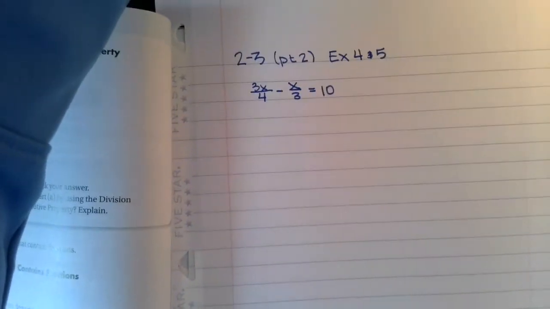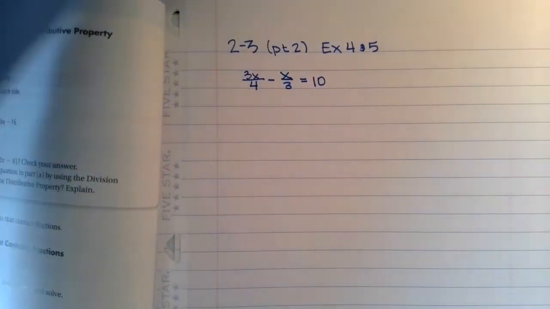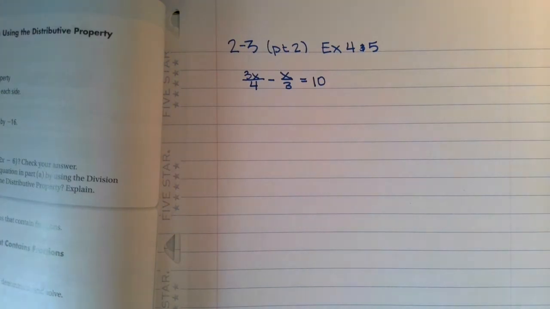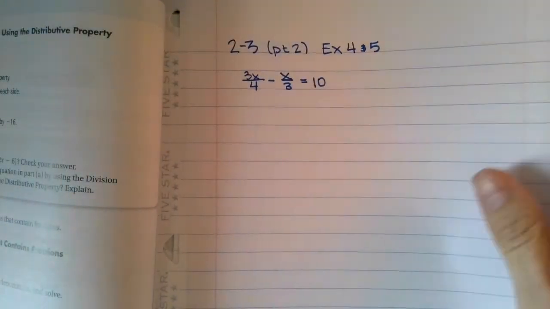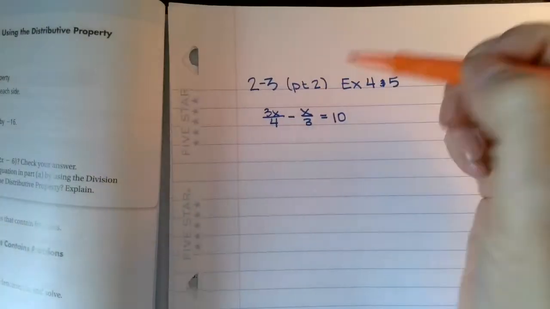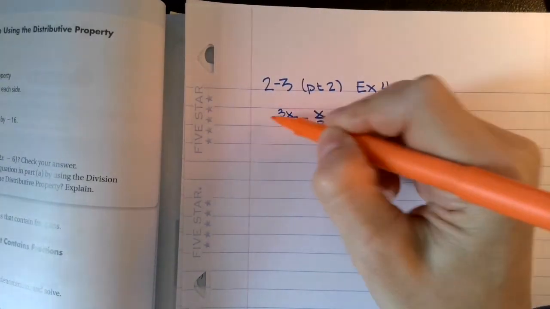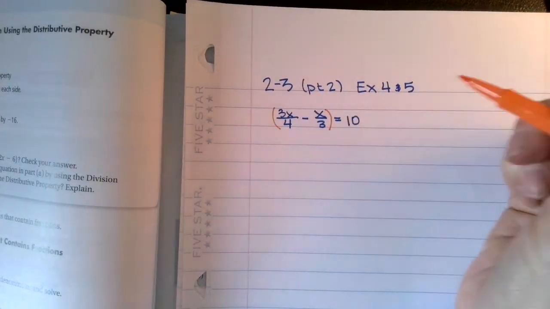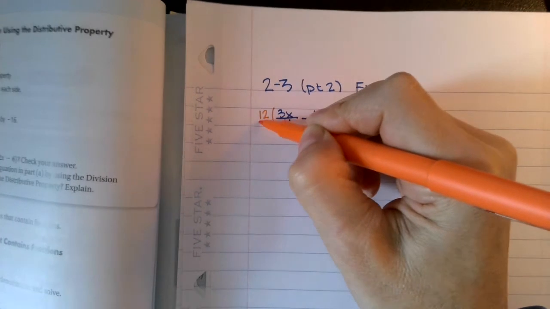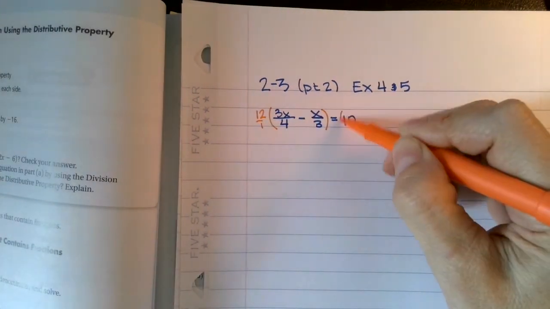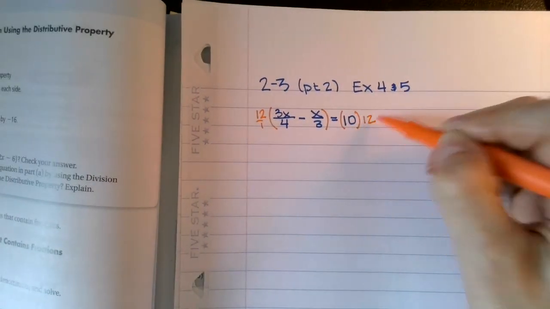It doesn't work for every equation every single time. I mean, the math will always work. It doesn't always make the math easier every time, but it's a great way to get rid of them. I'm going to show you how to do it here. So the common denominator they share is 12. So I take this whole side of the equation and I multiply it by 12. And then I'm going to have to balance that and multiply by 12 over here.